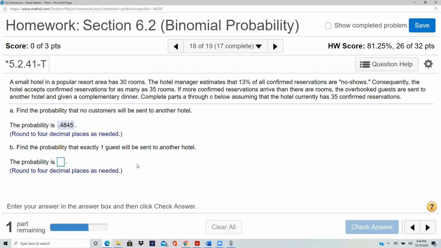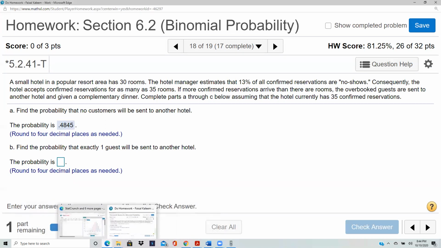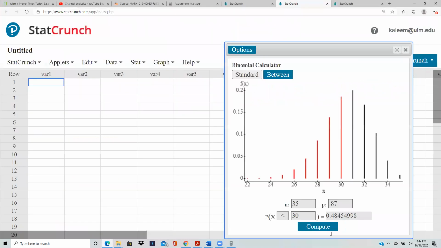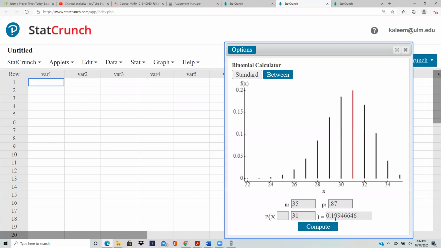Exactly one will be sent to another hotel. Now exactly one will be sent to another hotel if 31 people show up, because there are 30 rooms, so one will be sent to another. So now X is equal to 31 exactly. So it's equal to 0.1995.